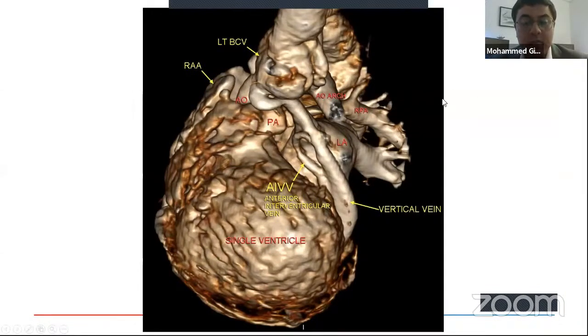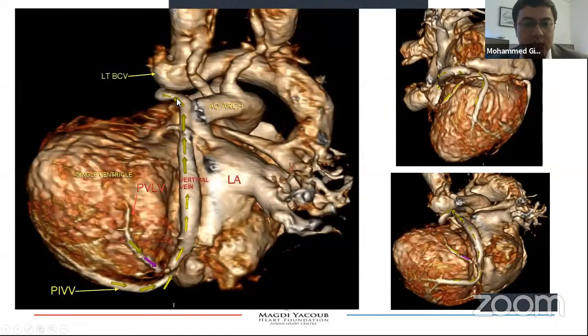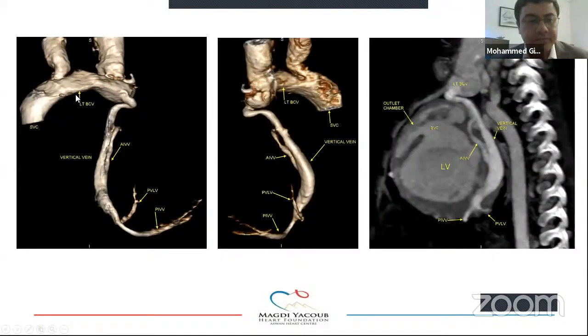But while tracing this venous structure, as you see here, we found that it drains the coronary veins. These are the coronary veins seen draining into this vertical vein. A volume rendered image shows this left-sided vertical vein. This vein receives the coronary venous drainage, as you see here.